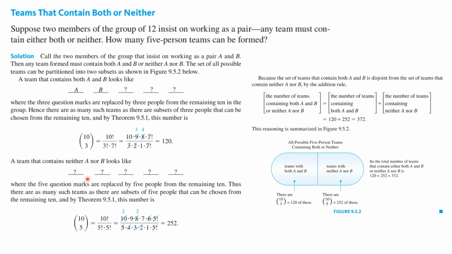Now, a team that has neither A nor B looks like this, but A or B can't be there. That means we have 10 people, and we're choosing 5 this time. So 10 choose 5 is 252. Now, because the set of teams that contain both A and B is disjoint from the set of teams that contain neither A nor B, by the addition rule we add those 2 numbers together, and we get 372. And here's another picture that shows how you can arrive at that conclusion.